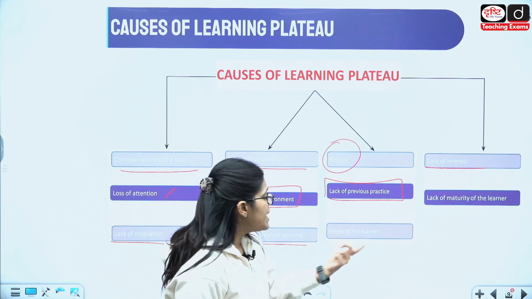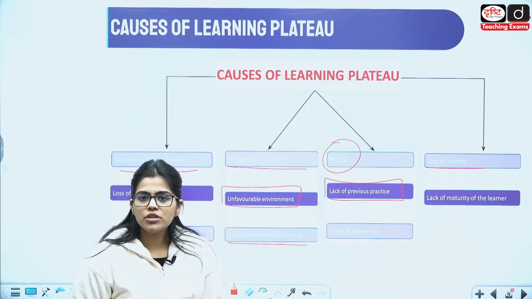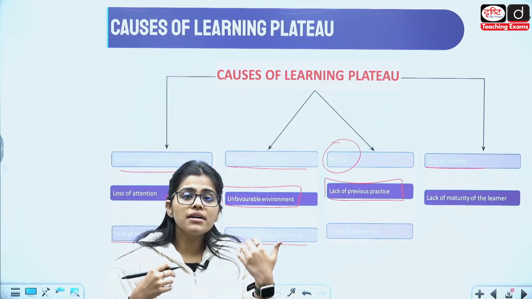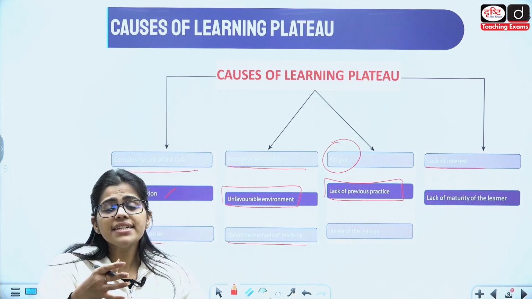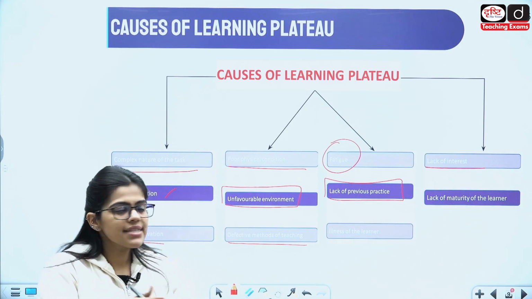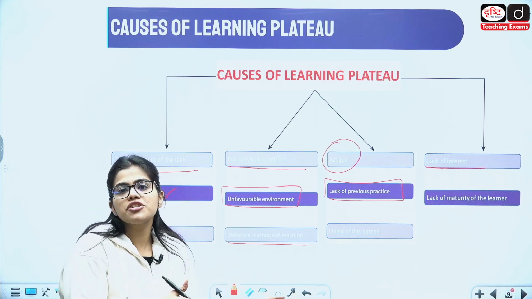There can be illness of the learner. Maybe the learner is not well. Maybe there is some kind of illness that they are suffering from. Maybe there is weak eyesight, and the child is suffering from a weak eyesight, and the teacher is using demonstration as a method.